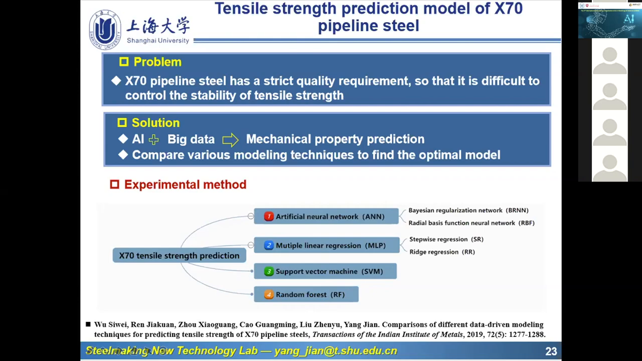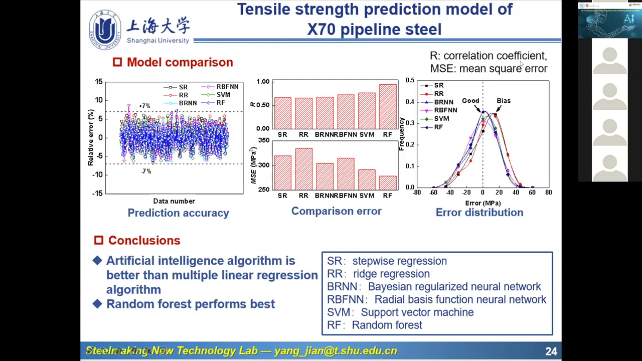And here is the tensile strength prediction model of the X70 pipeline steel. And about these six models, the sixth one is the best one. And the artificial intelligence algorithm is better than the multi-linear regression algorithm. And the random forest performs the best, with a narrow error distribution and very small error.